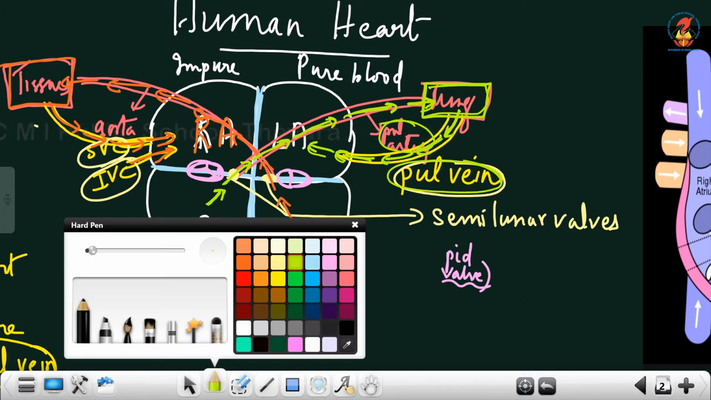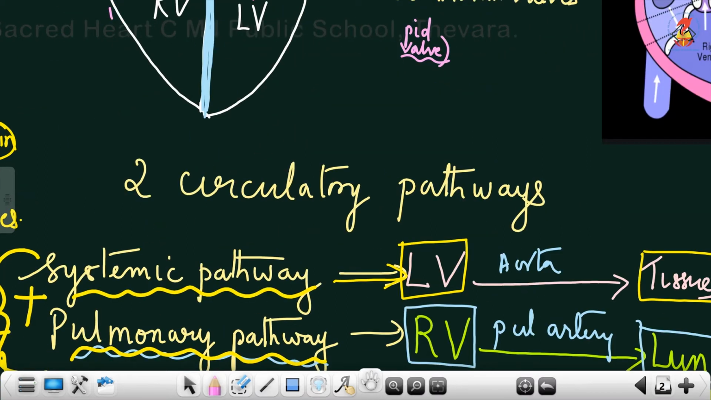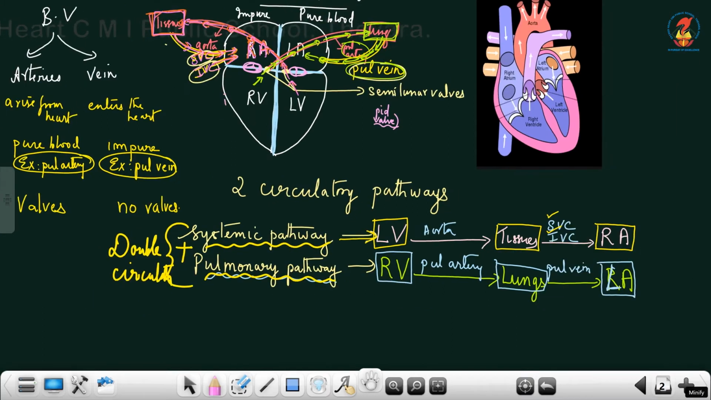Clear? Next, the systemic pathway, I am showing with pink color. From the left ventricle, the pure blood goes to different parts of the body via the aorta, and in the tissue cellular respiration takes place. The byproduct is carbon dioxide. As a result, the blood becomes impure, and this impure blood is drained back to the heart, that is to the right atrium via two veins, superior vena cava and inferior vena cava. Clear? So if I give it in schematic way, it is like this.